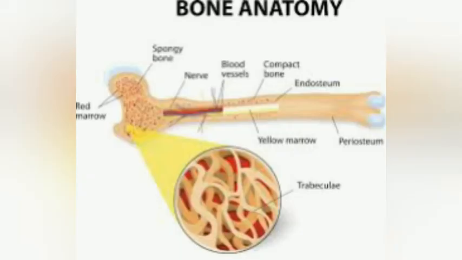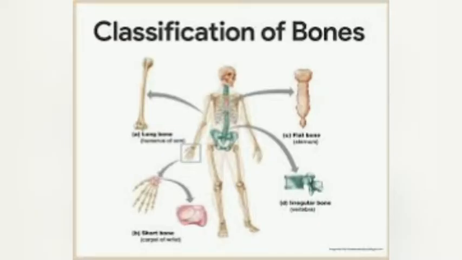Okay. Then comes the formation of bones. What are the ways by which bones can be formed? The formation of bone is called ossification, and this process occurs during fetal development by two different types of processes. One is intramembranous ossification, another one is endochondral ossification. Intramembranous ossification involves formation of bone from connective tissue, like the formation of flat bones of the skull.